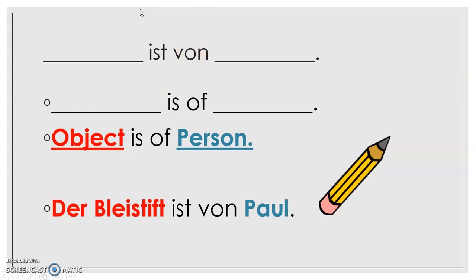In the two blanks that we have this time around, in our first blank, we want to put the object. So for example, this pencil that we were saying. So the pencil is of, and then whomever it belongs to, so its owner. So the first blank is for the object that you're trying to figure out who the owner is, and the second blank is the answer to that question: who does this pencil belong to? For example, let's say Paul is the owner of this pencil. We would say in the answer, "der Bleistift ist von Paul." So the pencil is of Paul. So the object is of this person.